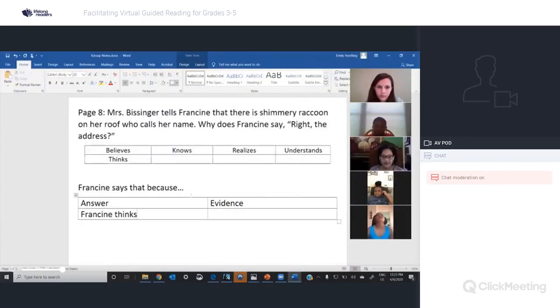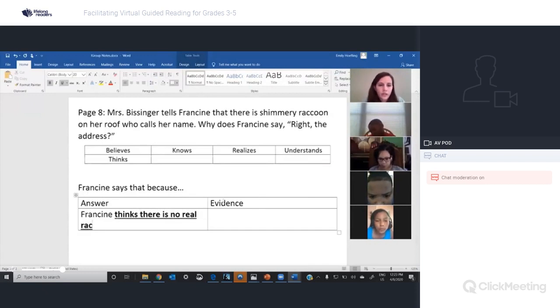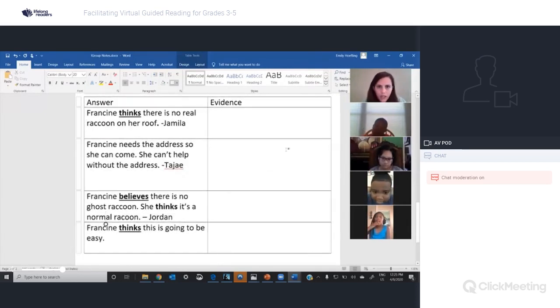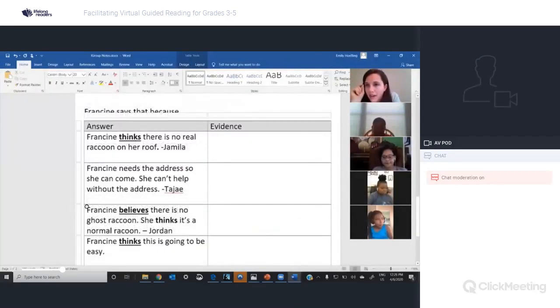Francine thinks it's no real raccoon on her roof. Okay, Francine thinks there is no real raccoon on her roof. Great, you answered the question, and now we're going to do the evidence a bit later. Okay, Tajay, go ahead. Thank you for your answer. Great. So I think there are some really great answers up here. It's not about if you agree, it's if they have a perspective in there, okay? So Jamila said, Francine thinks there is no real raccoon on her roof.